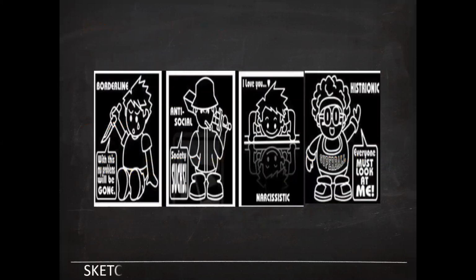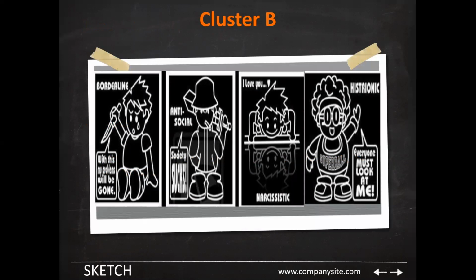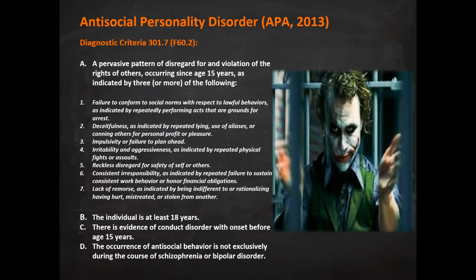Moving on to cluster B of personality disorders, which include borderline, antisocial, narcissistic, and histrionic personality disorders. Antisocial personality disorder, APD, is characterized by a history of disregarding others and violating others' rights, beginning in childhood and early adolescence and continuing into adulthood. Key elements of APD include deceit, manipulation of others, and failure to adhere to social norms.